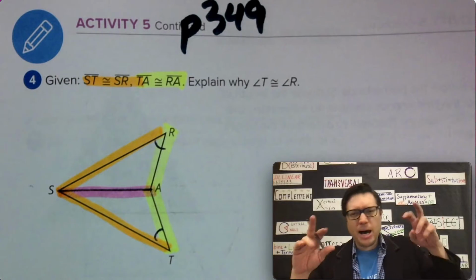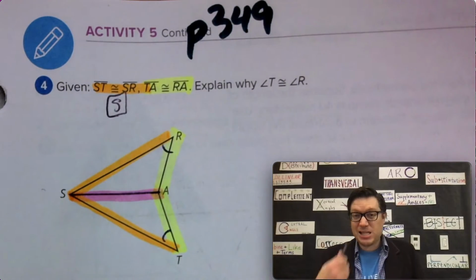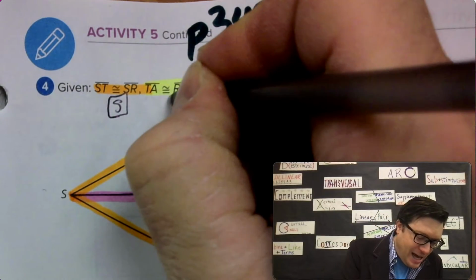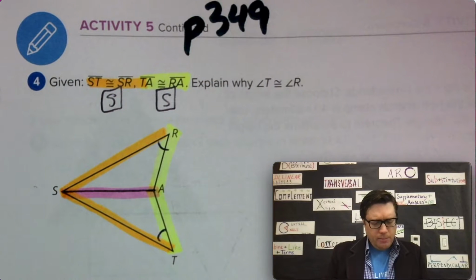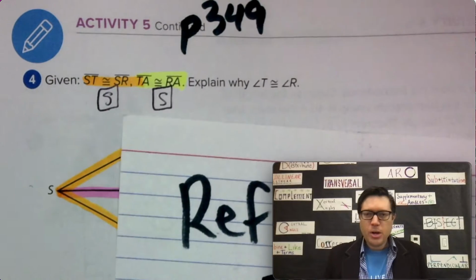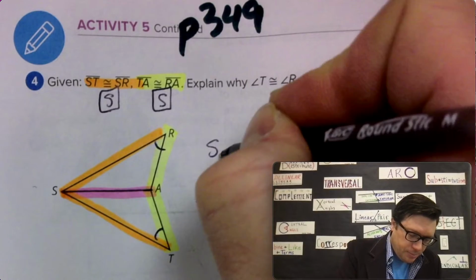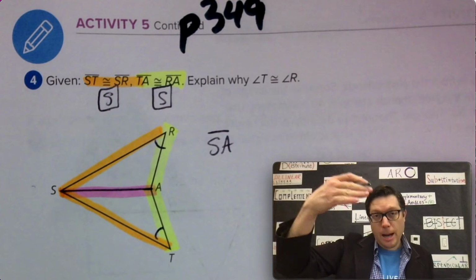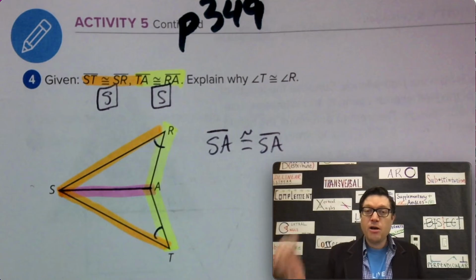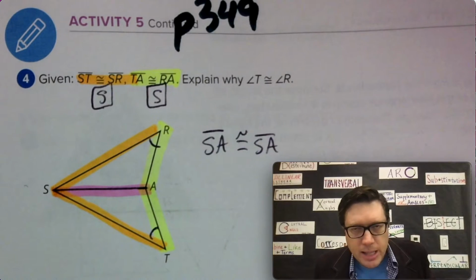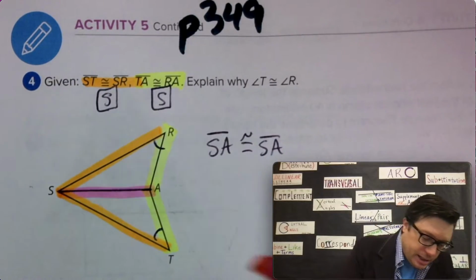So semi-informally, we have ST and SR are congruent. That's a pair of sides. We have TA and RA are congruent. That's another pair of sides. And then because of this lovely little thing, the reflexive property, we're allowed to say that SA is a side of the top triangle, and it's going to be congruent to SA, which is a side from the bottom triangle. Yes, it's the same, and it's congruent to itself. That's the reflexive property. And I should highlight it pink.